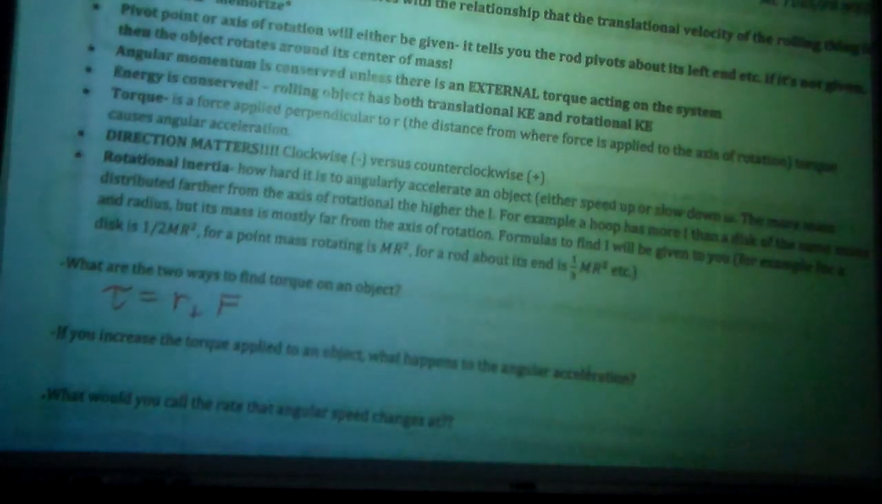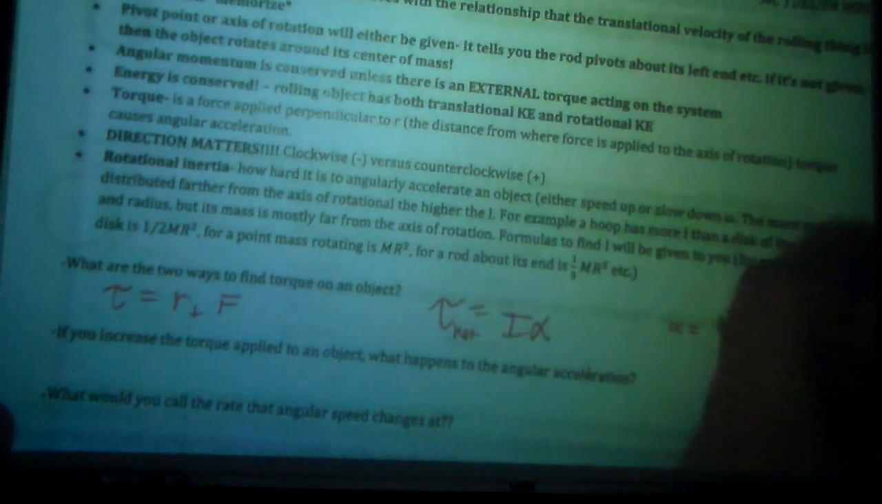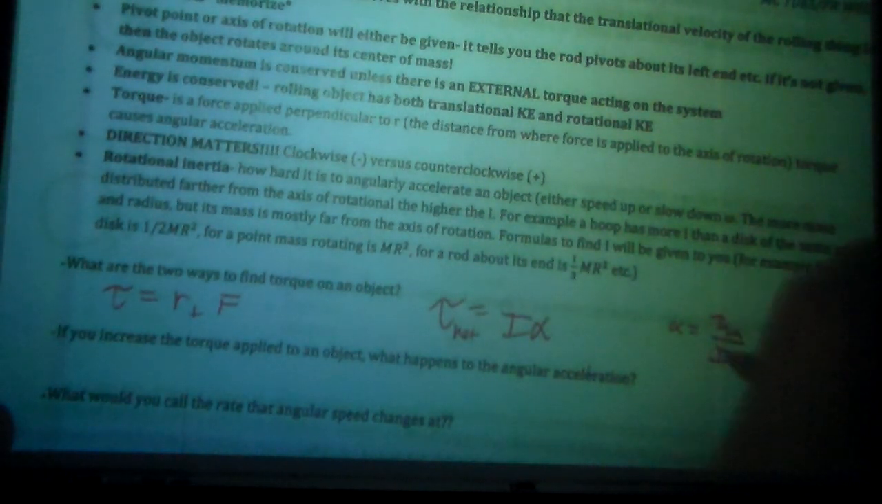The two ways to find torque on an object. Torque is equal to R perpendicular to F. If it's at an angle, that's RF sine theta, but it's the same equation. And then net torque is also equal to I alpha. The equation sheet has it like this, but I just multiply up because I like it in this form better.